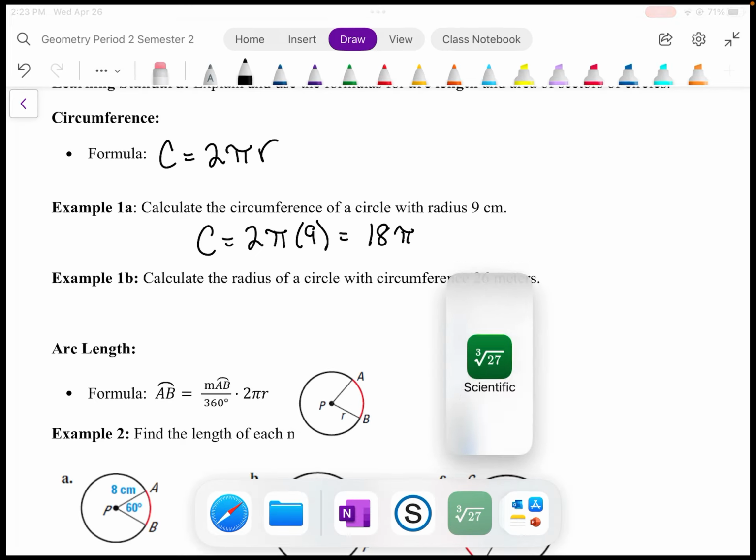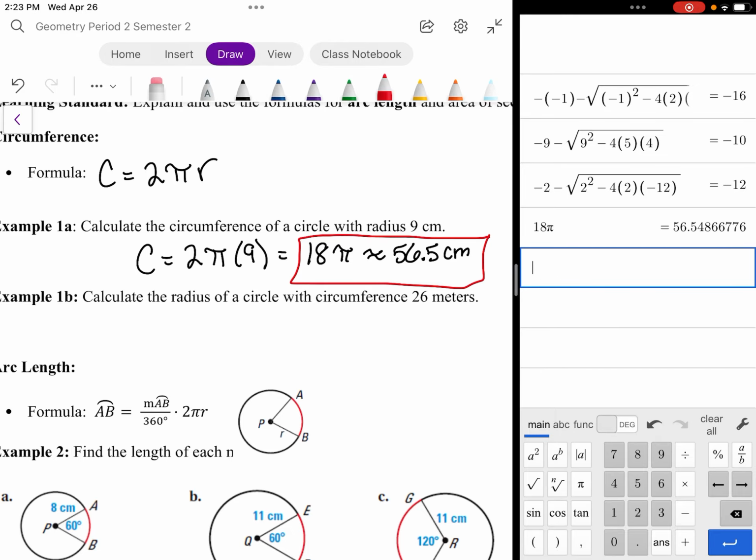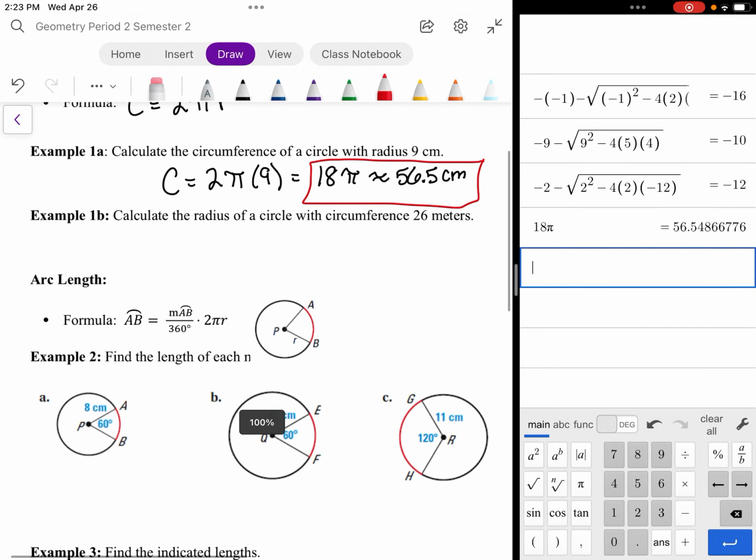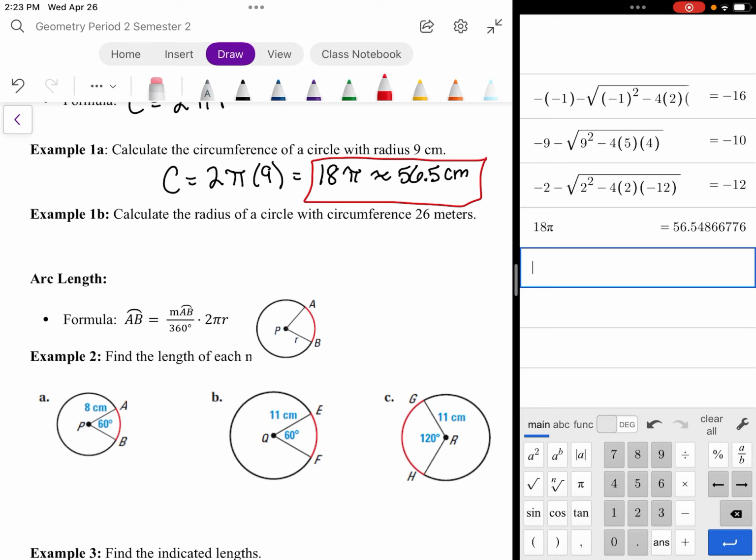If you are told to round your answer, you would just type 18 pi into your calculator. And then you can round to 1 decimal point for your final answer. So 56.5 centimeters, and circumference is a distance, or a length, so we're not going to put squared or anything with our answer. Okay. So then for 1b, calculate the radius of a circle that has a circumference of 26.